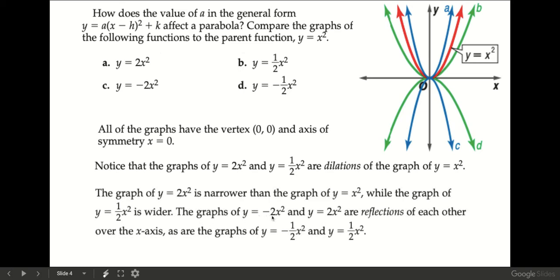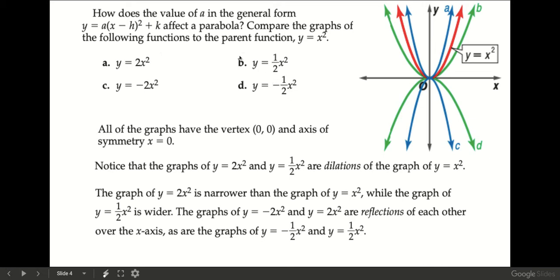And then when I multiplied the graphs by -2 or -1/2, those were just reflections of the other ones, right? So +2 or -2 were just reflections of each other. So when I multiplied by +2, it was opening up. When I multiplied by -2, it was opening down. When I multiplied by +1/2, it opened up. When I multiplied by -1/2, it opened down. So positives make it open up, negatives make it open down.